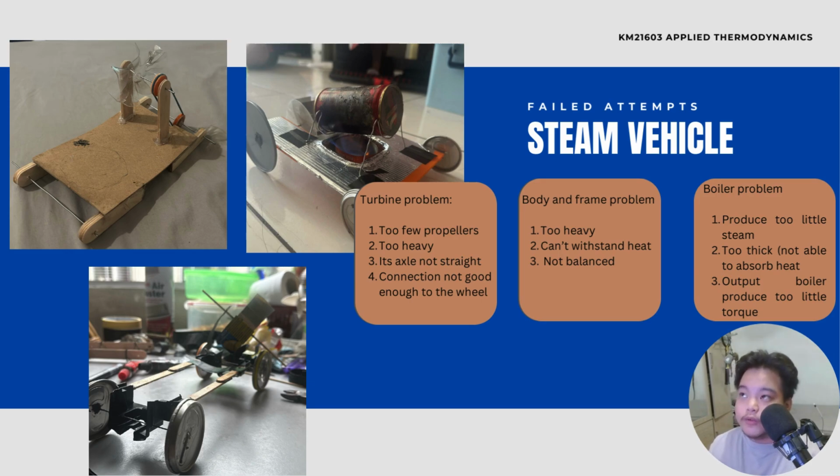This was because we used steel wire, instead of what we used in the latest one, which is barbecue iron sticks. So the turbine was spinning, but at some point the tire was not spinning, so that was a problem.